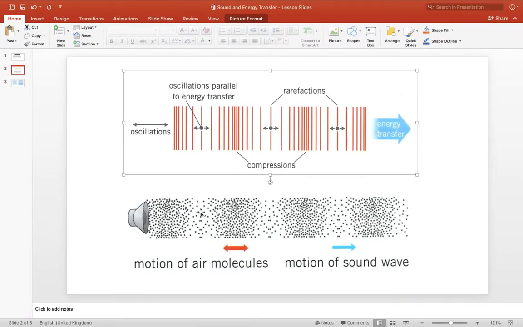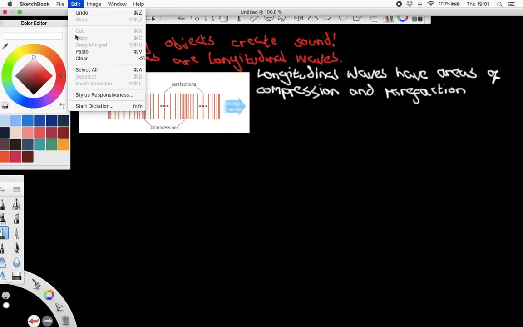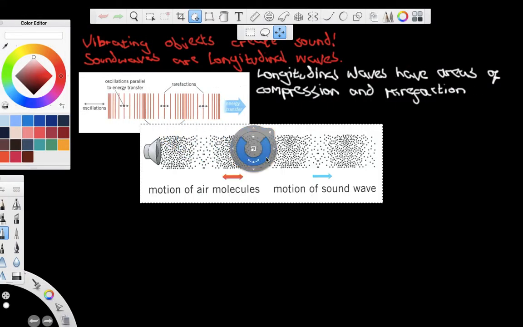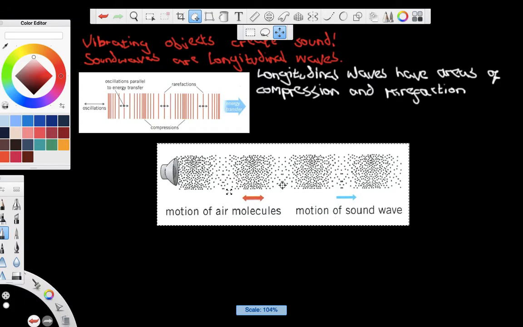Now to show how this looks in reality, I've got a second diagram which we can add underneath here. If you look at this diagram, you can see we've got the sound being made from what's called a source. The particles are compressed right next to the source, where they then rarefy. They are then compressed, rarefied, compressed, rarefied, compressed, rarefied. This is a longitudinal wave.